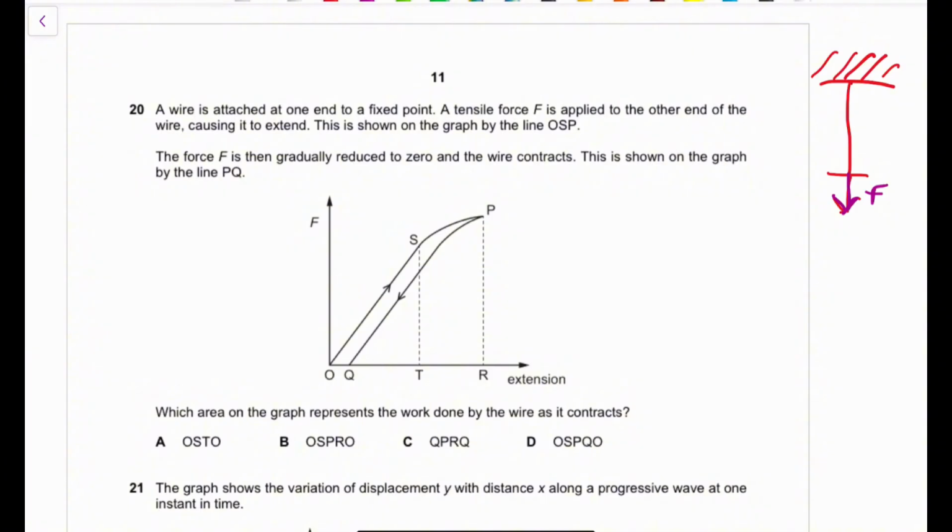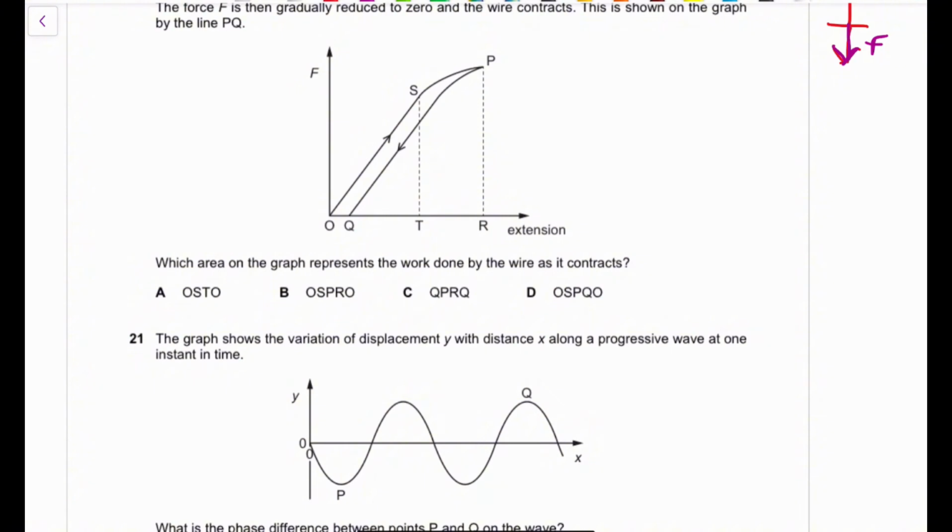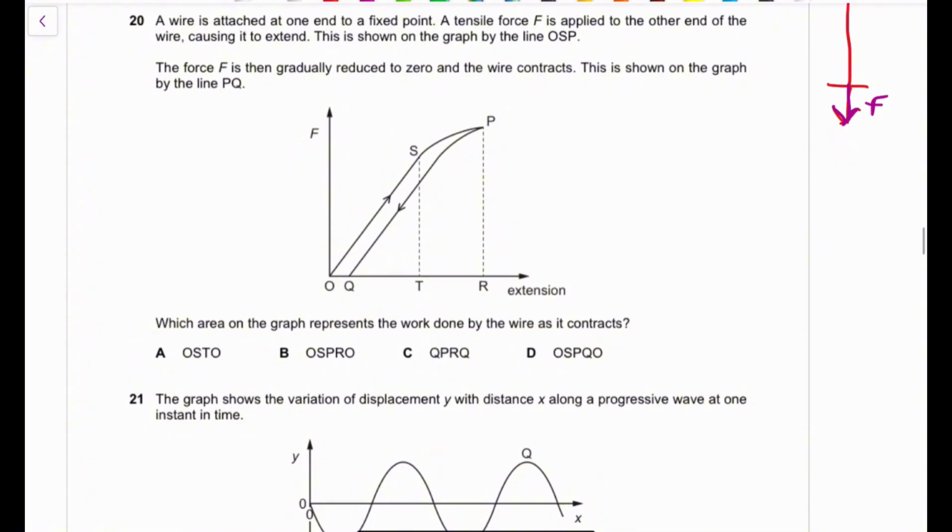The force is then gradually decreased to zero and the wire contracts. This is shown on the graph by the line PQ. Which area on the graph represents the work done as the wire contracts? So basically, this work done is the area underneath the graph that you will be working with, the force extension graph. The area under it is going to be your work done, right? So you can ask yourself, what is going to be your area underneath this graph? And this is going to be your area, right? So that's going to be the area as it is going to contract. It's going to go back. And this is going to be your area as it begins to contract, right?